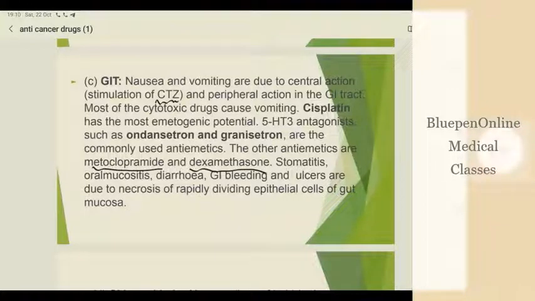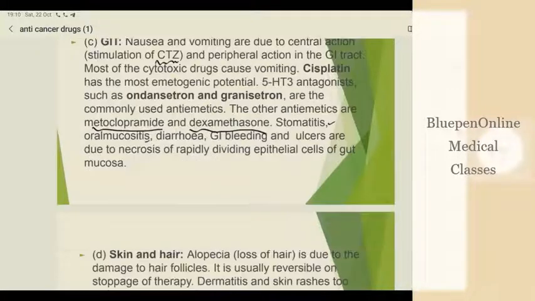Then stomatitis, oral mucositis, diarrhea, GI bleeding, and ulcers are also due to necrosis of rapidly dividing epithelial cells. So basically any type of rapidly dividing cell will have these problems. That is why we have all these manifestations.